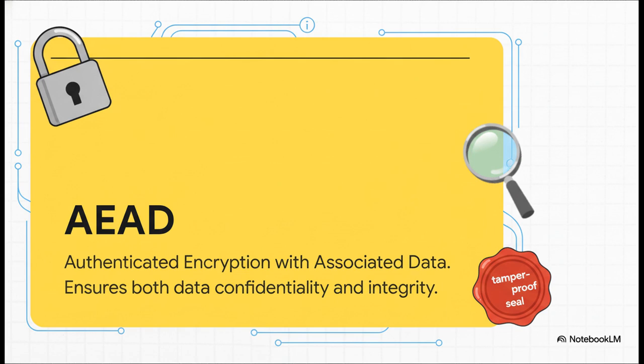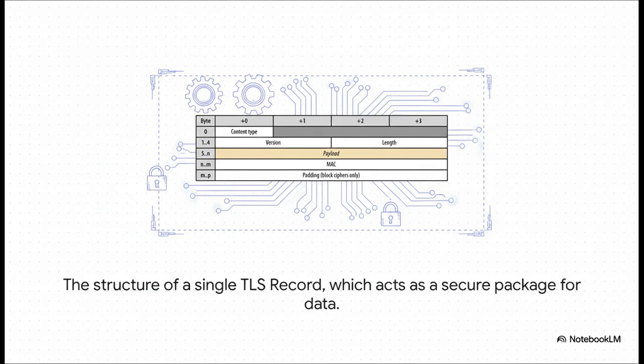The encryption part gives you confidentiality. It keeps your data secret. And the authenticated part gives you integrity. It makes sure nobody has messed with your data. So it's like a lockbox with a special seal that shows if it's been tampered with. And here we go. This is basically the blueprint for every single one of those secure packages.